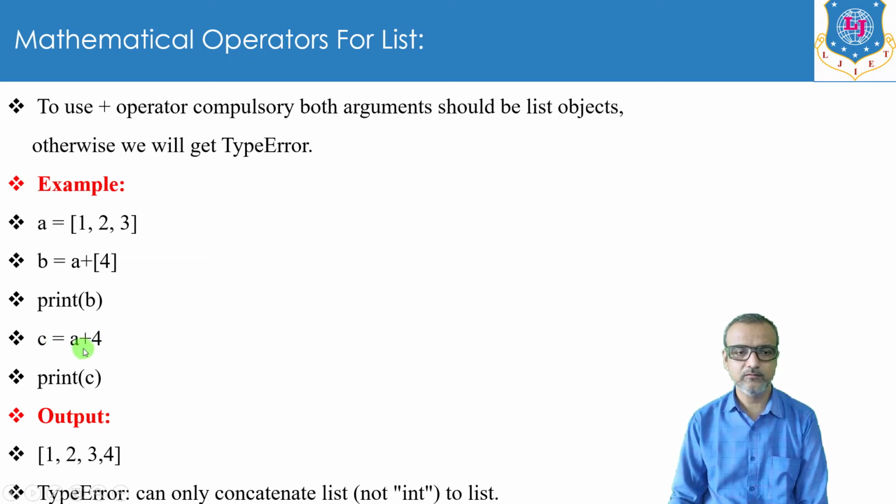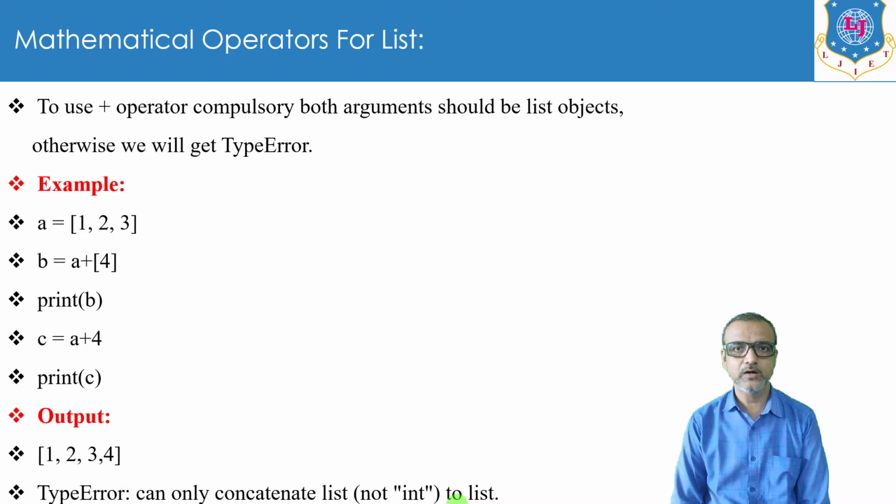Here, to list A, we are going to add the integer value 4. Then print C. Now what is the output? For B equals A plus 4, it will give us the elements of list A, that is 1, 2, 3, and the element of the other list, combined into a single list, and it will give us the output as 1, 2, 3, 4. But we cannot add an integer value to a given list, so it will give us a type error: can only concatenate list, not int to list.